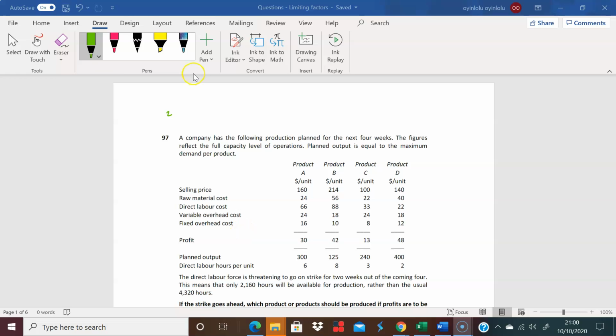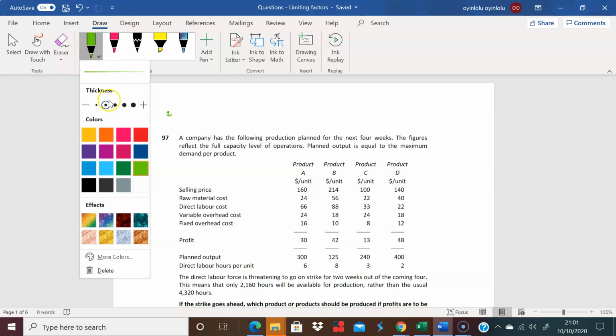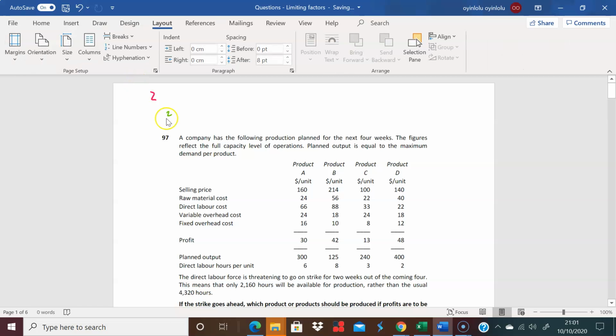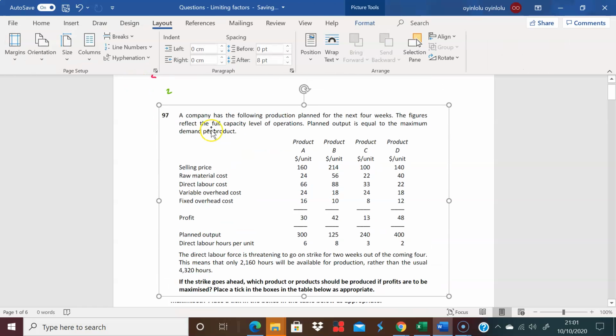Right, okay. So this is the first question on limiting factors, question 97. Let's just, I think I prefer that color. Okay, great stuff. So what do we have here? I'm sure you've had a go at the question, and this is just to review it. So really, we're trying to see what we produce.